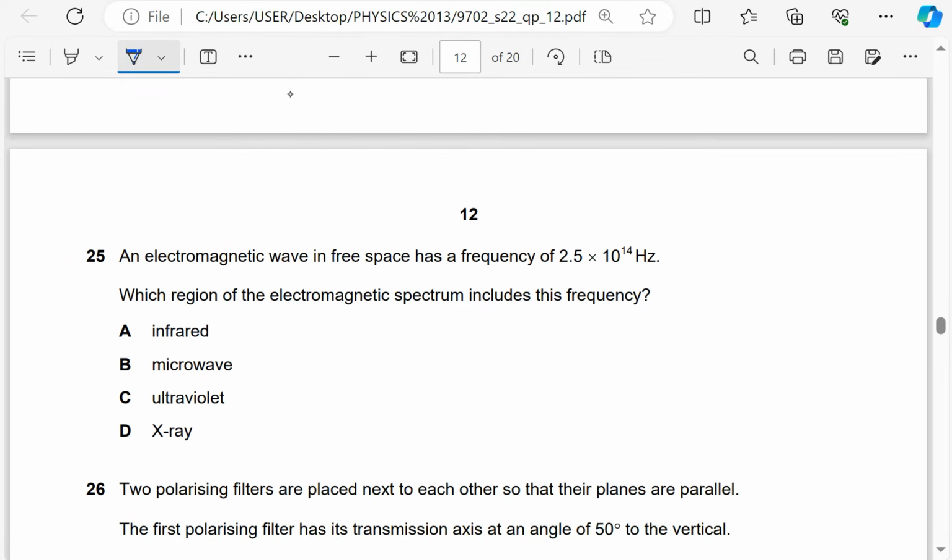An electromagnetic wave in free space has frequency 2.5 times 10 to the power 14 Hz. Which region of the electromagnetic spectrum includes this frequency? So we have to check the wavelength to be sure.